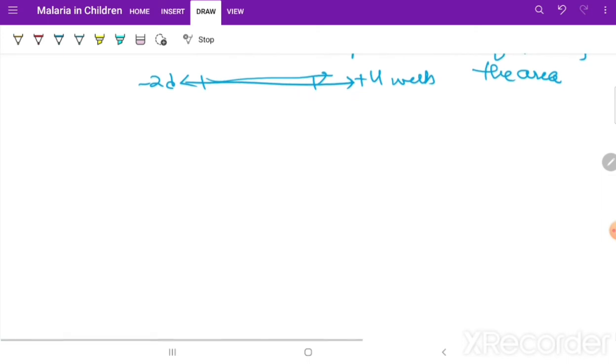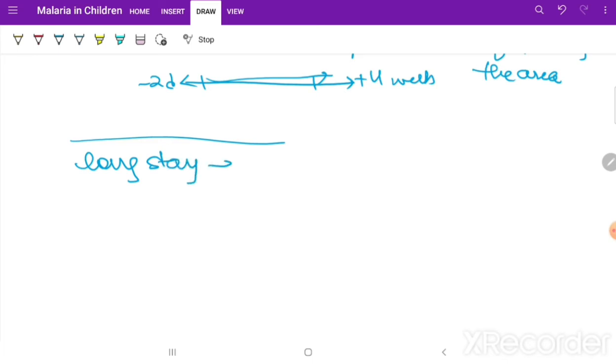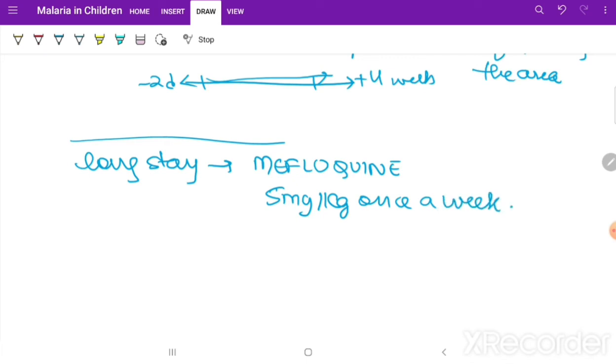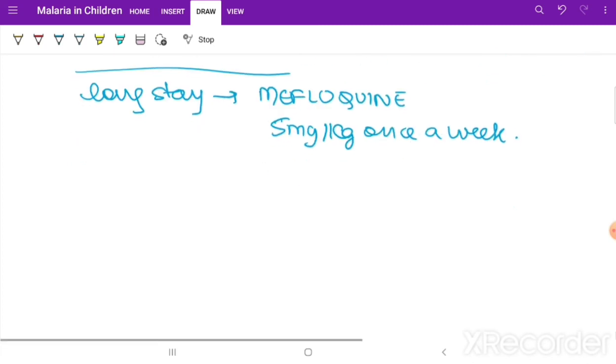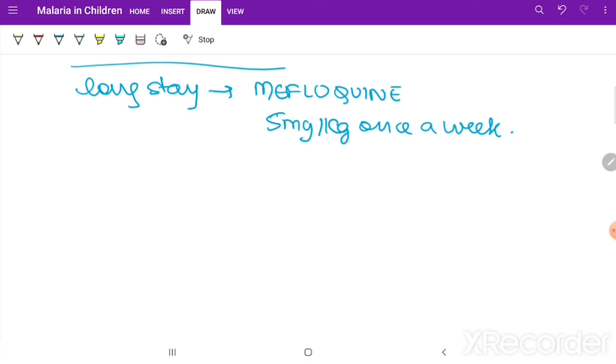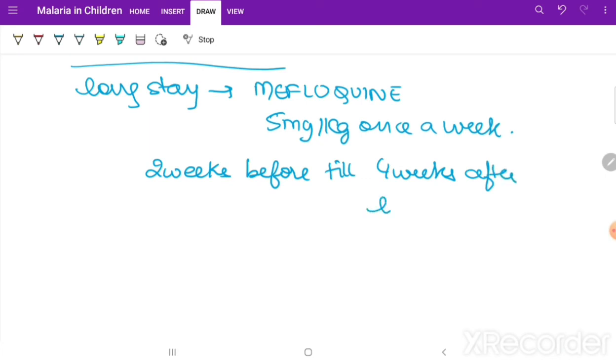Now if it's a long stay, that is more than 6 weeks, your drug of choice for chemoprophylaxis is mefloquine. Mefloquine is 5 mg per kg once a week. Because it's a longer stay, you cannot keep taking daily. So mefloquine is a better drug which you take once a week. In this you have to start, same 2 and 4 is coming, but not 2 days. It's 2 weeks before till 4 weeks after the assumed exposure.